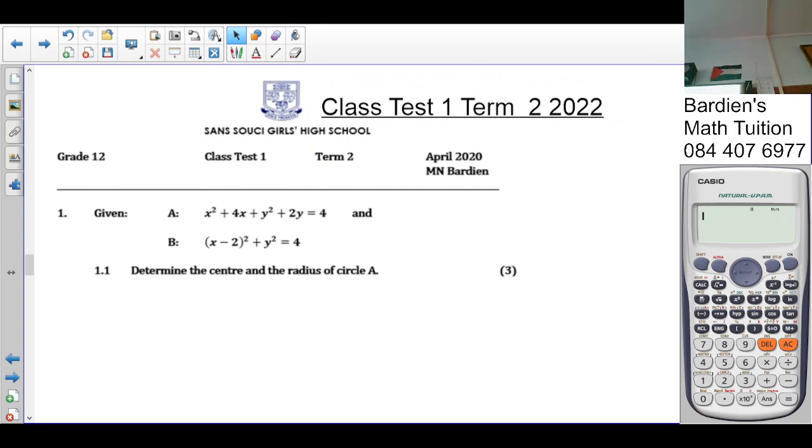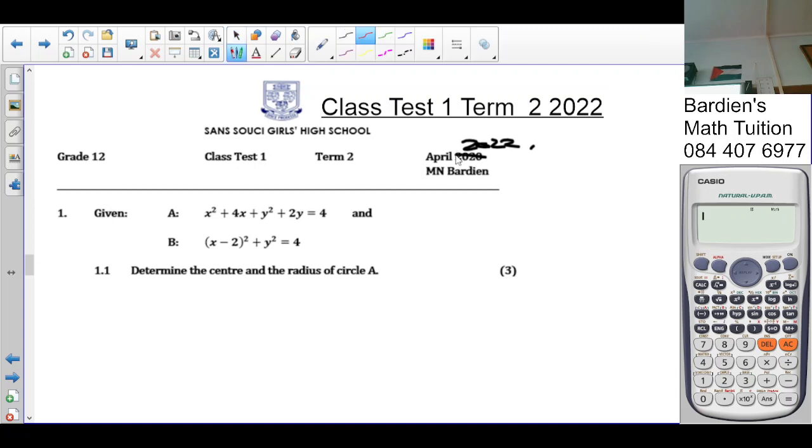We are told in the class test 1, term 2, it's supposed to have been 2022. Given that A, which is x squared plus 4x plus y squared plus 2y equals 4, and B, which is negative x minus 2 whole squared plus y squared equal to 4. The question is determine the center and the radius of A.